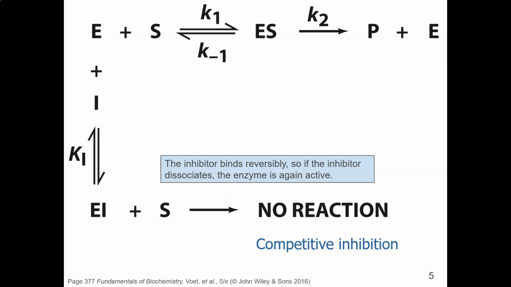So we can write our equation the way that we did the other day, where the enzyme and the substrate get together to form the enzyme-substrate complex. Then the substrate is converted to product and the enzyme is regenerated. In the presence of the inhibitor, we form an enzyme-inhibitor complex, and that precludes the substrate from binding.